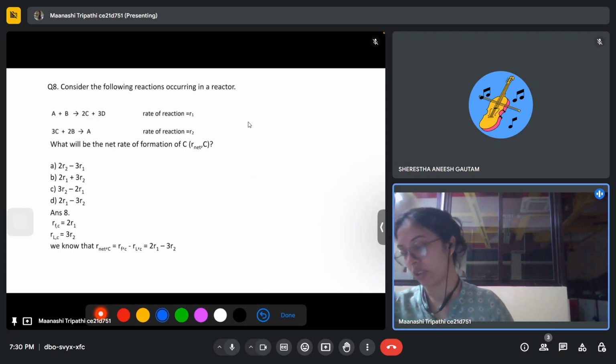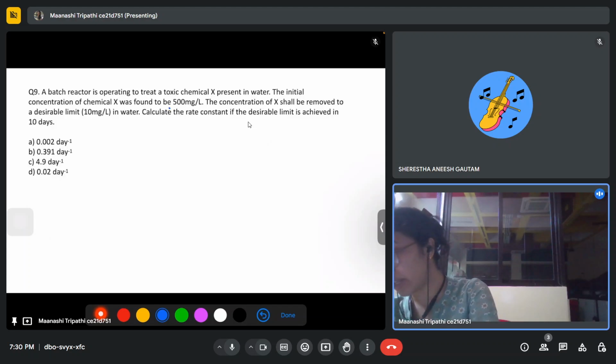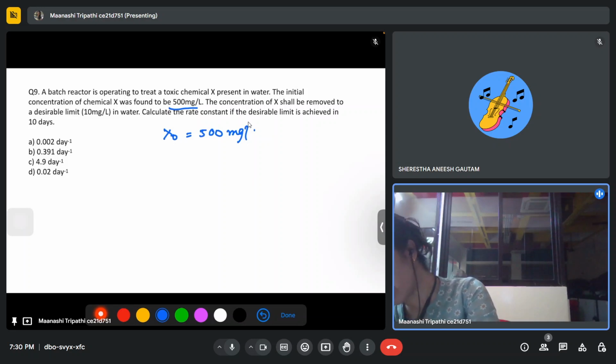Coming to the second last question. A batch reactor is operating to treat a toxic chemical X present in water. The initial concentration of X was 500 milligrams per liter. So X naught is 500 milligrams per liter. The concentration of X shall be reduced to a desirable limit of 10 milligrams per liter. What is the target X? 10 milligrams per liter.